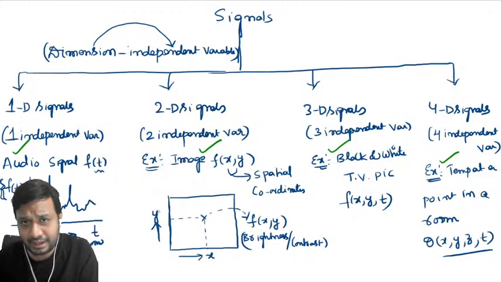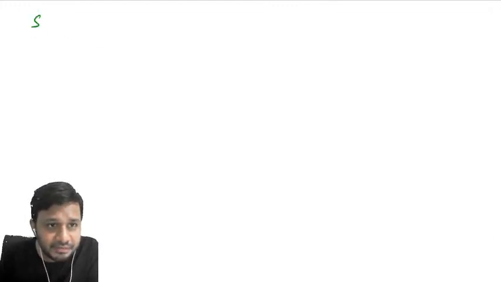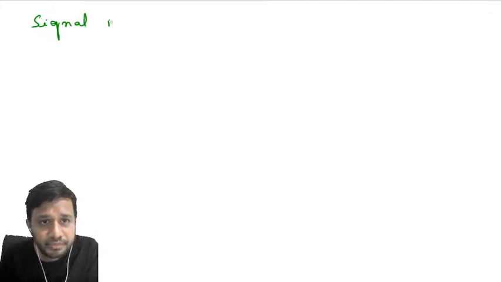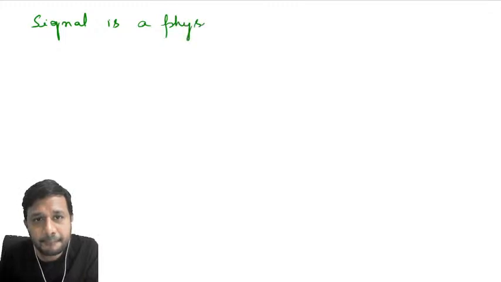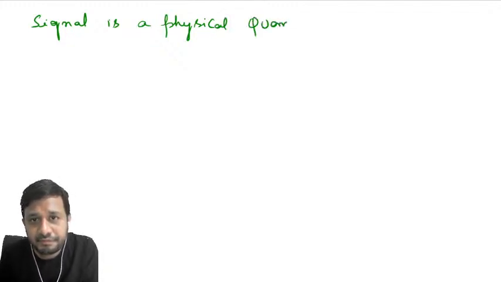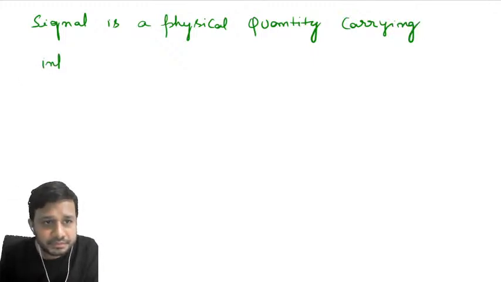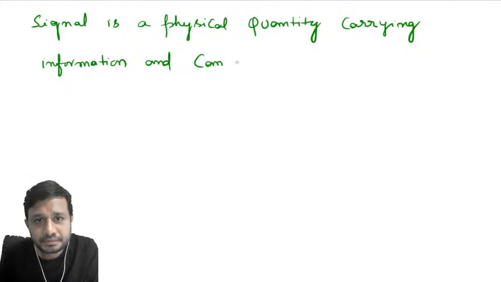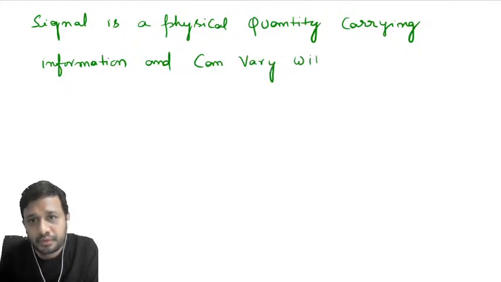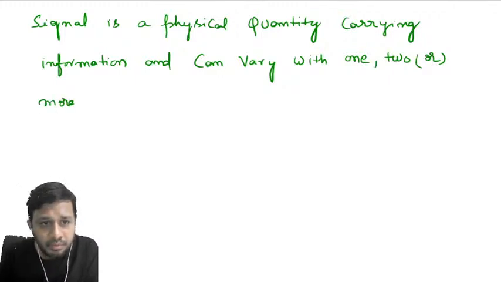Now after this example, I am going to change my definition of a signal. Observe here. My definition becomes like this. Signal is a physical quantity carrying information and can vary with 1, 2 or more independent variables.